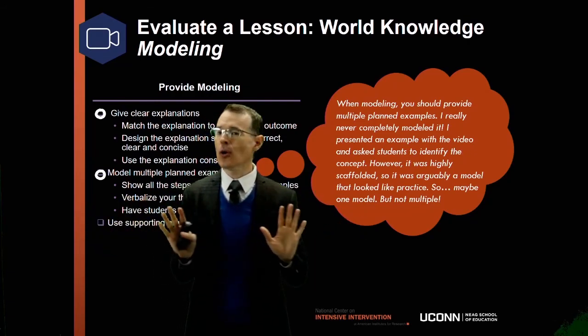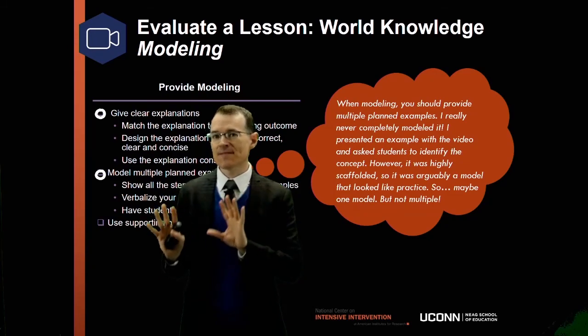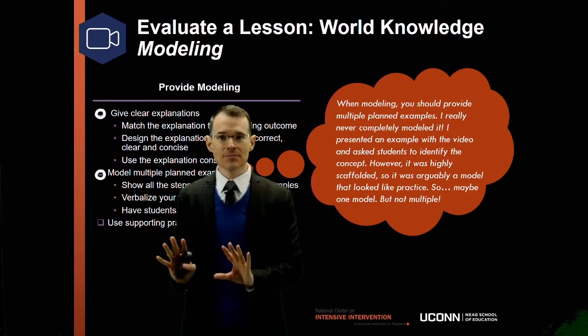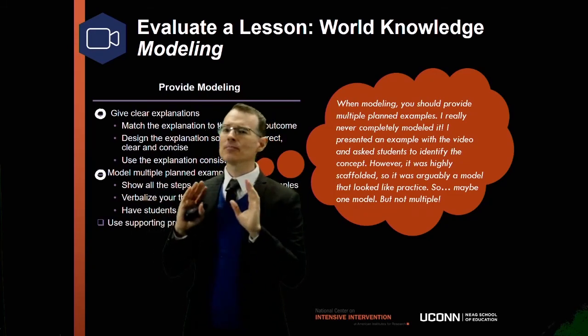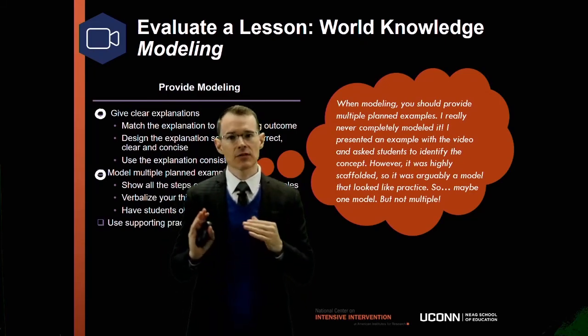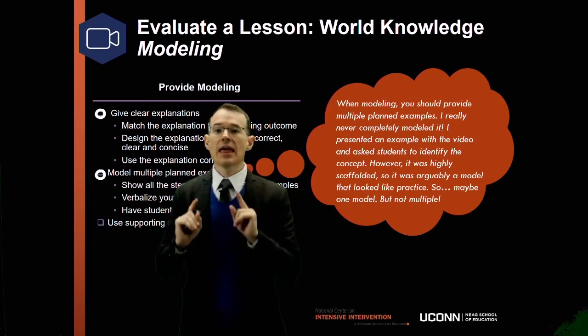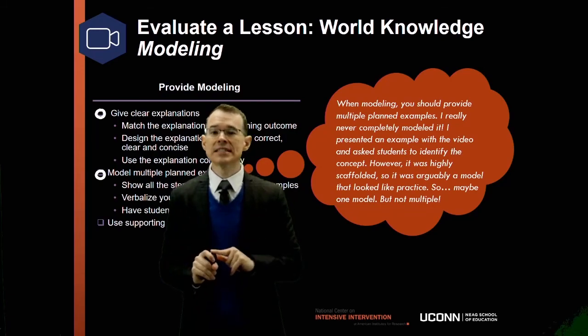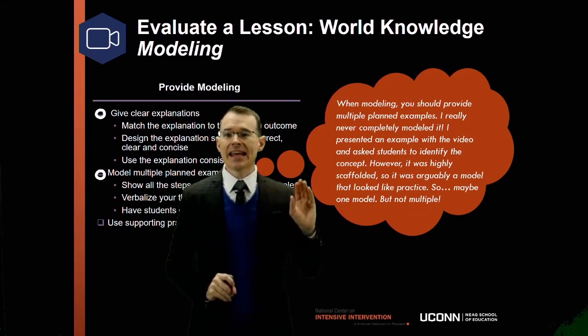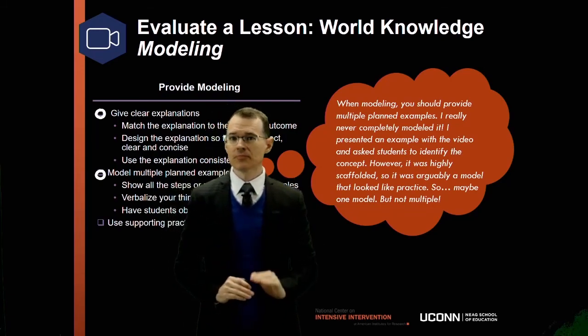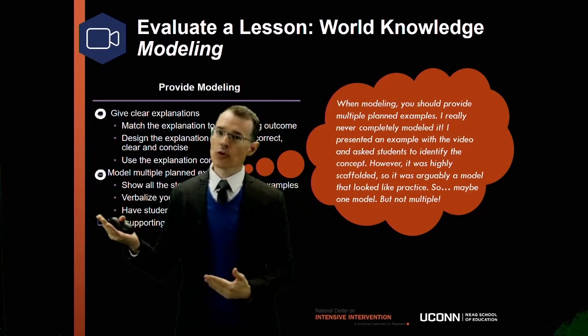But it is so highly scaffolded that I think, in fact, it serves as a kind of model. So really, is that a model? Yeah, I think we can argue that it is because of the level of scaffolding that I provide. So that's maybe true, but what's not true is that it's more than one model. The question here then is, do I need more than one model?